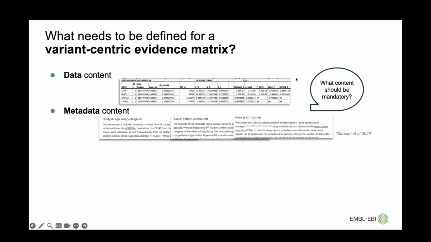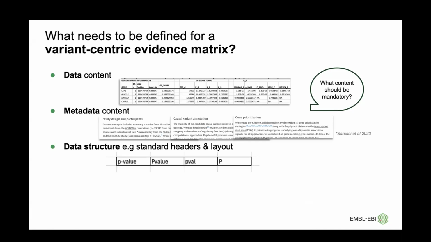And in here, we need to think about what content should be mandatory. Like, are there key features that are really important to include, and how can we make that flexible to include different types of data? Then we can think about the data structure. So things like standard headers and the layout of the table. So for example, having one row per gene or one row per variant. And just to highlight the importance of standard headers, if that isn't obvious, because even something simple like p-value can be represented in a lot of different ways.